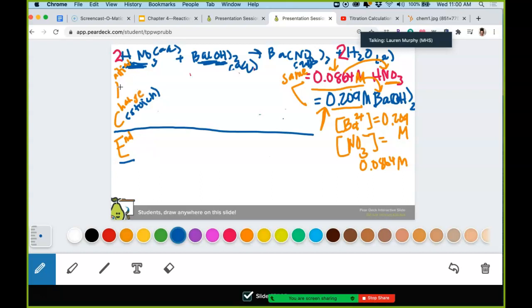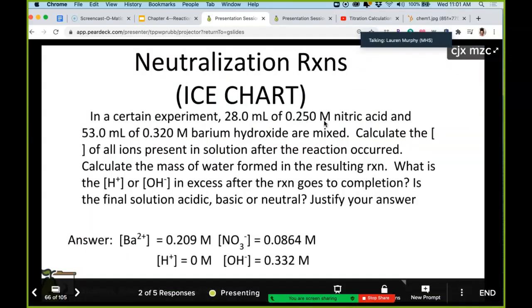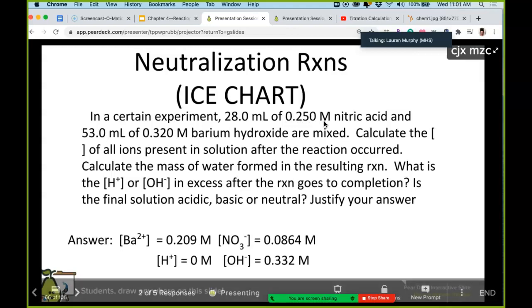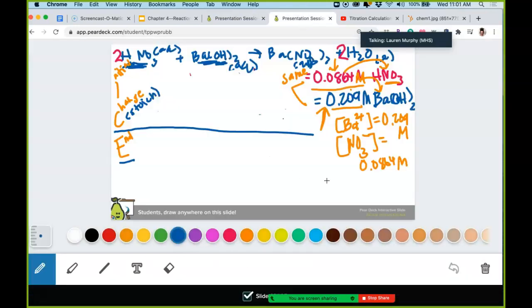What's my initial concentration? Now initial, be careful. I'm not using this 0.25 molar. I know that they give you that initially. I want to use the diluted nitric acid and then react it. So my initial concentration of nitric acid is 0.0864 molar. That's my initial concentration of nitric acid once they're diluted. They've not reacted, they've just been diluted. And what's my barium hydroxide? It's 0.209 molar barium hydroxide.